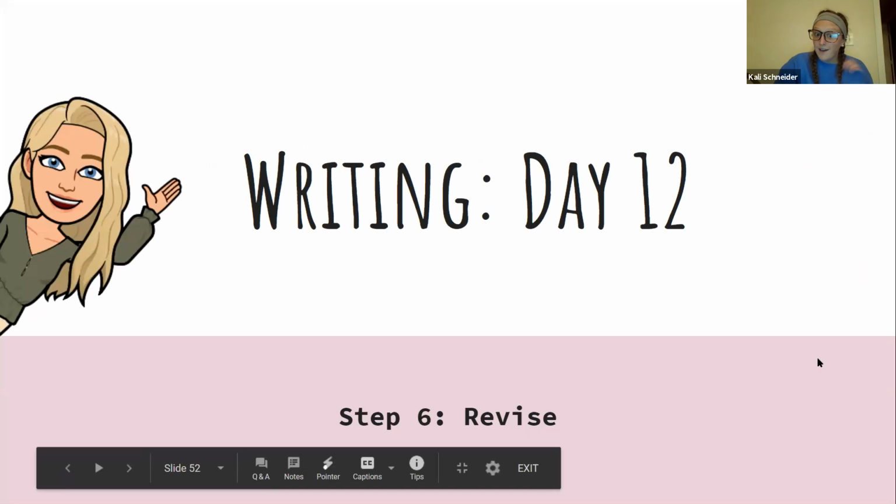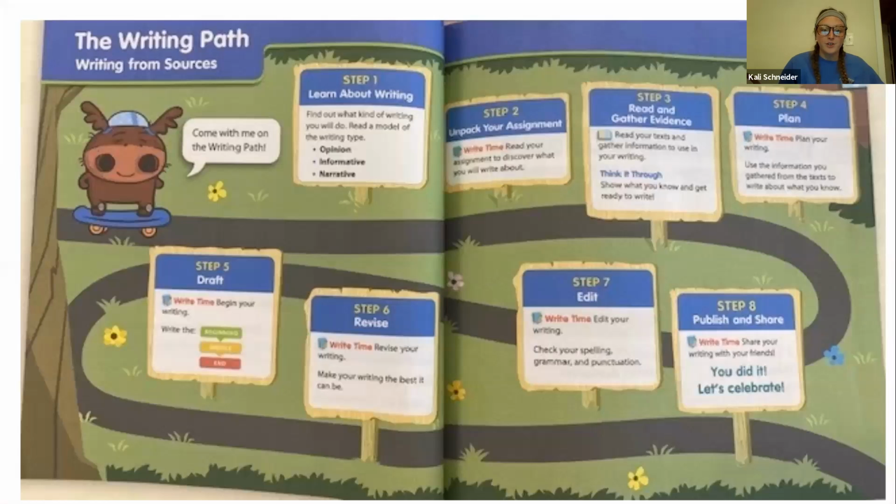We are on day number 12 on Revise still. So we're going to take a look at what Herschel has taken us to, step 6. We've learned about our narrative diaries. We have unpacked our assignment for it. We've gathered our evidence using our mentor text. Now we have written our draft of our beginning, middle, and end. So we are on that revision process so that we can become better, stronger writers.